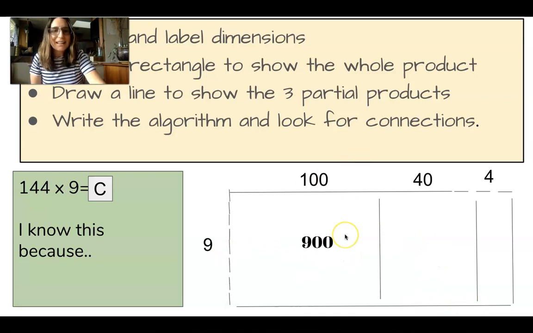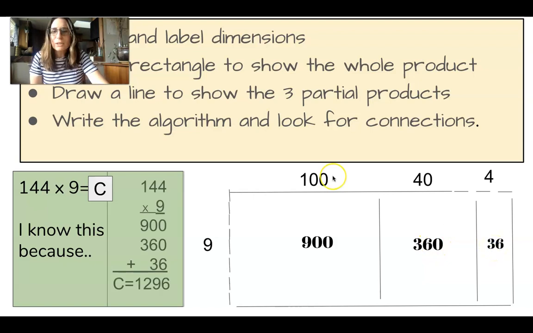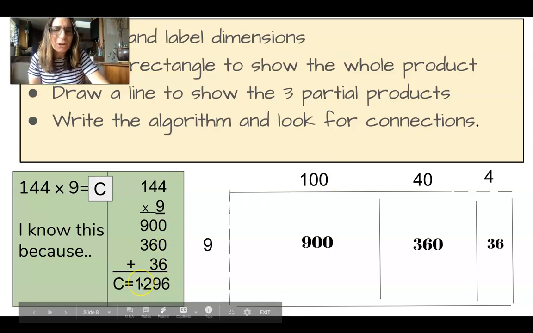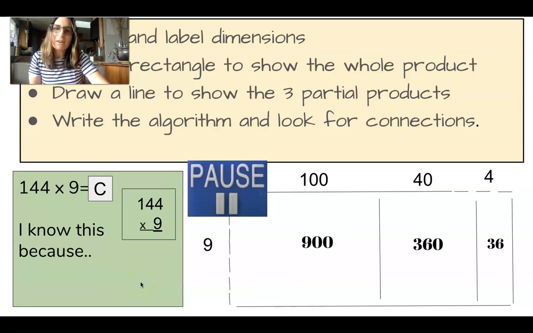9 times 100 is 900. 9 times 40 is 360 because 9 times 4 is 36, times 10 is 360. And then 9 times 4 is 36. Take a look at the partial products algorithm, and we know that we're going to add 900 and 360 and 36 to have a total of 1,296 cards. But we're not going to stop there today, are we? We're going to pause the video right here and work through the algorithm for what you're remembering the steps to be.